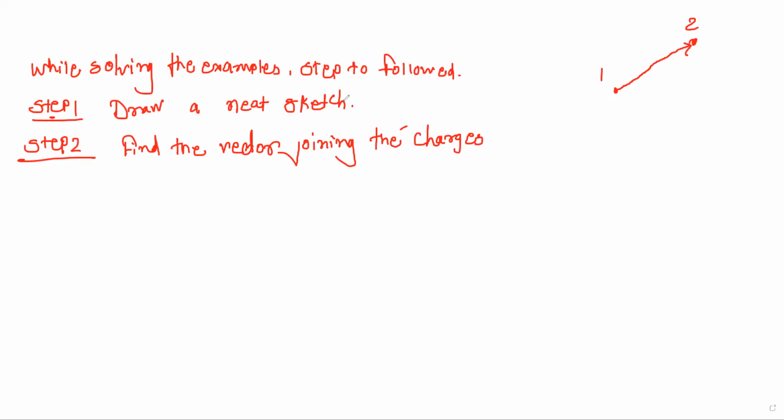Then find the unit vector in that direction. So once you find a vector joining these charges and find the unit vector in that direction, then you can go ahead for finding the force.